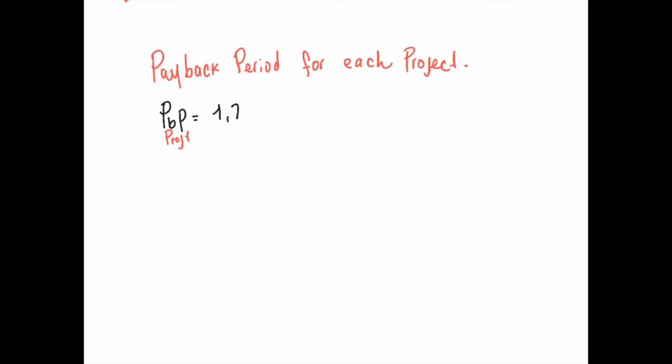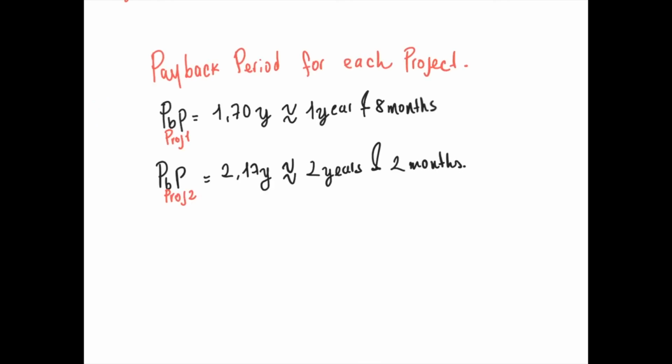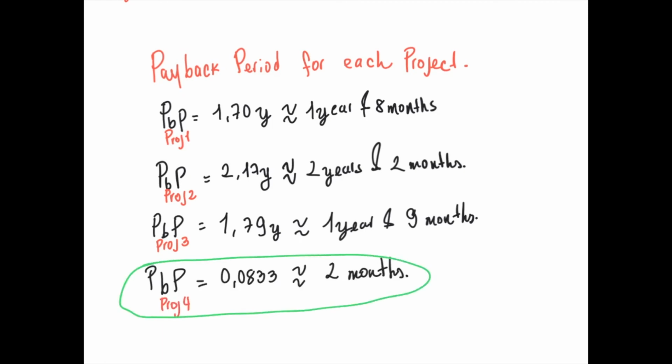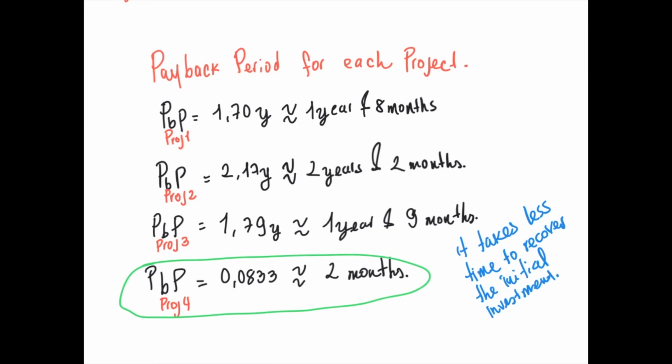Now, following the same approach for all of the projects, I can see that project 3 has a payback period of 1 year and 9 months and project 4 of 2 months. So evaluating the projects on their payback period, we can say that project 4 is the most profitable as it takes less time to recover the initial investment.